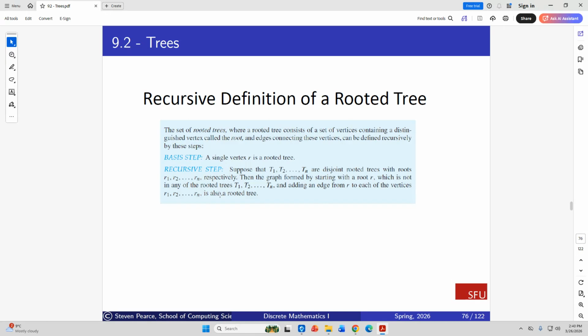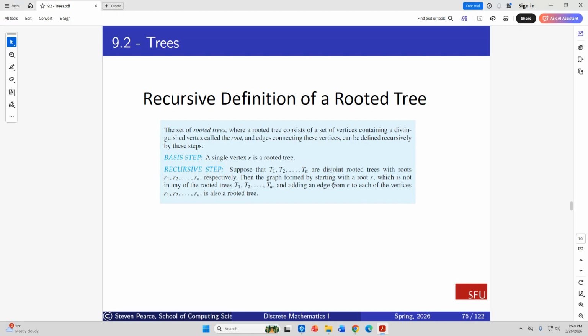So, yes, we can have recursively defined rooted trees. It's very simple. A rooted tree consists of a set of vertices containing a distinguished vertex called a root, and edges connecting these vertices, and can be recursively defined. Basis step: a single vertex r is a rooted tree, root r. Recursive step: suppose that T1, T2, all the way to Tn are disjoint rooted trees with roots r1, r2, all the way to rn, respectively.